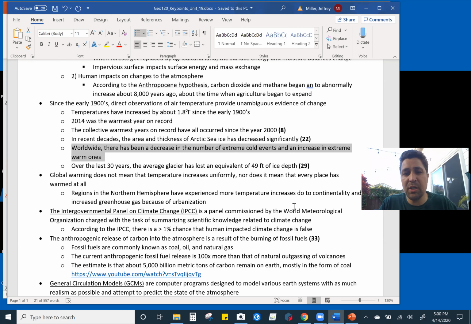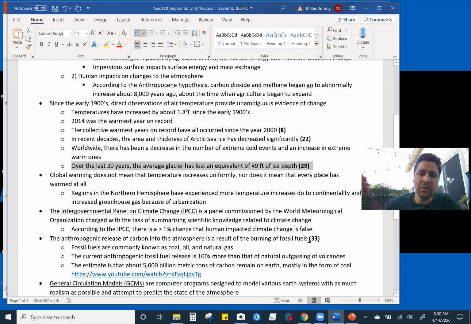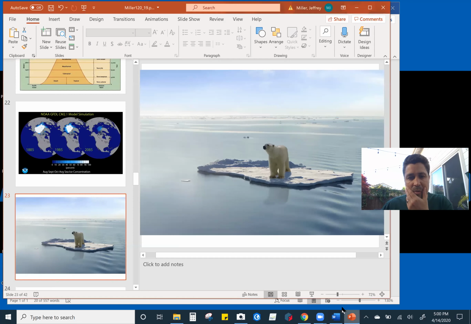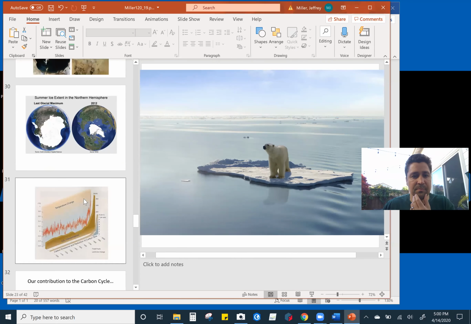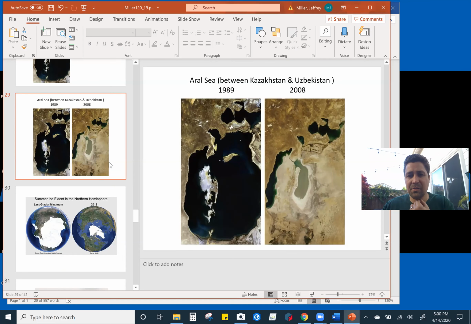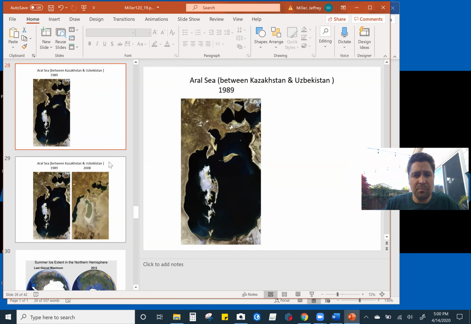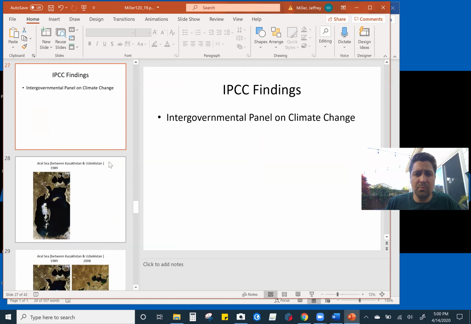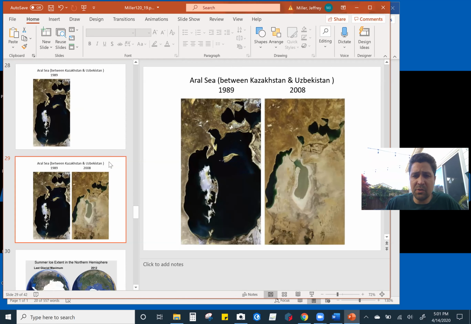Okay, when we talk about the change of the climate, in 30 years the average glacier has lost an equivalent of 49 feet of ice depth. So another visual here. Okay, so here's some of those examples we're talking about. Satellite photos, really showing some of these extreme differences.